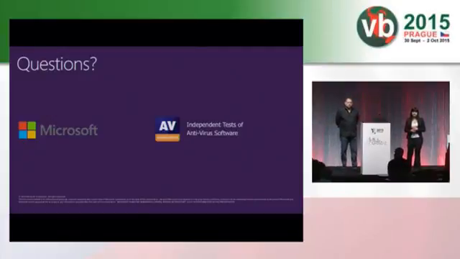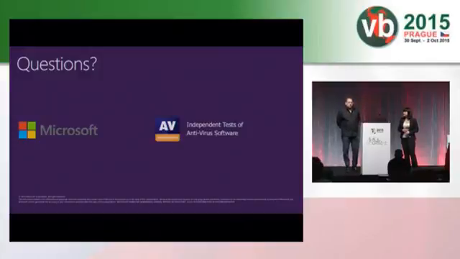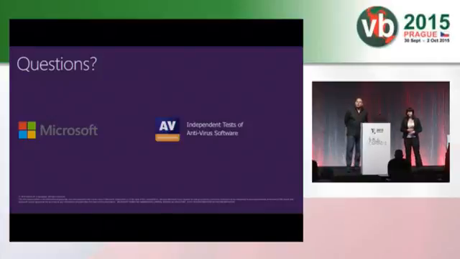Will AV-Comparatives consider applying this model or a similar model to Android tests? At this time, we don't have the data for it, but if we had the data, it would be possible. We at AV-Comparatives are already doing a detection and behavior test of Android APKs, but at this time there's no such prevalence model, but it would be a good thing to do. Maybe we can ask Google to help us with that.